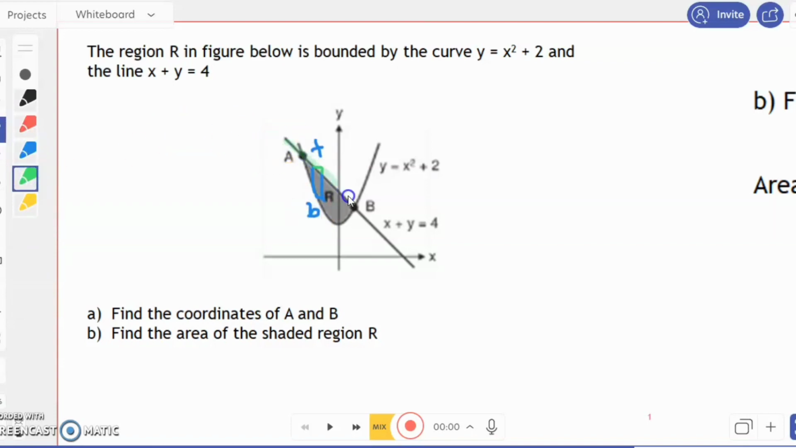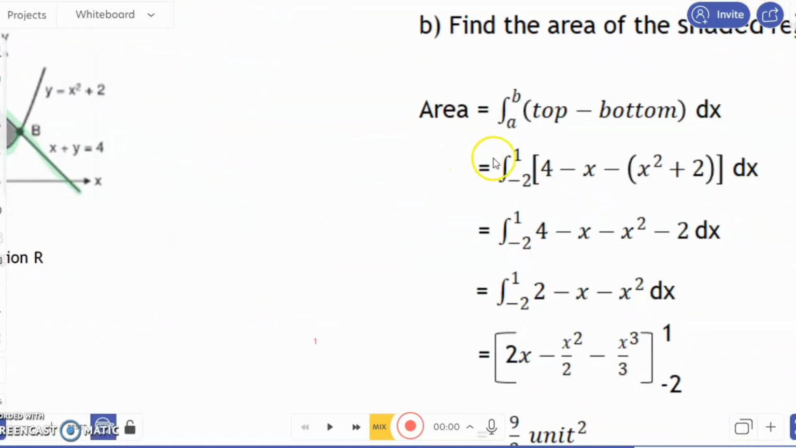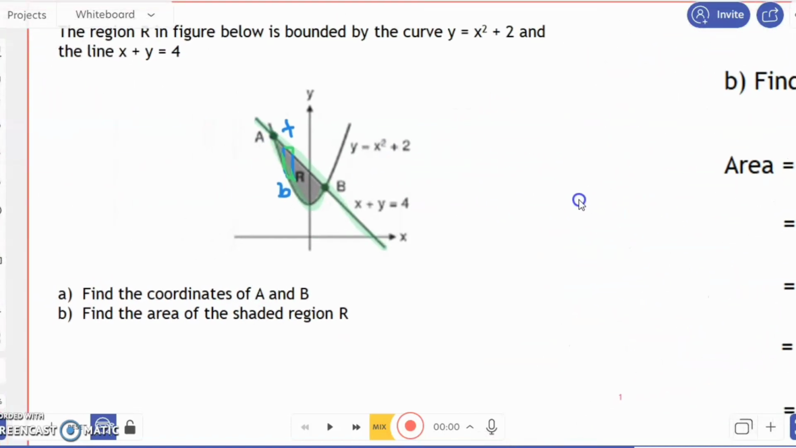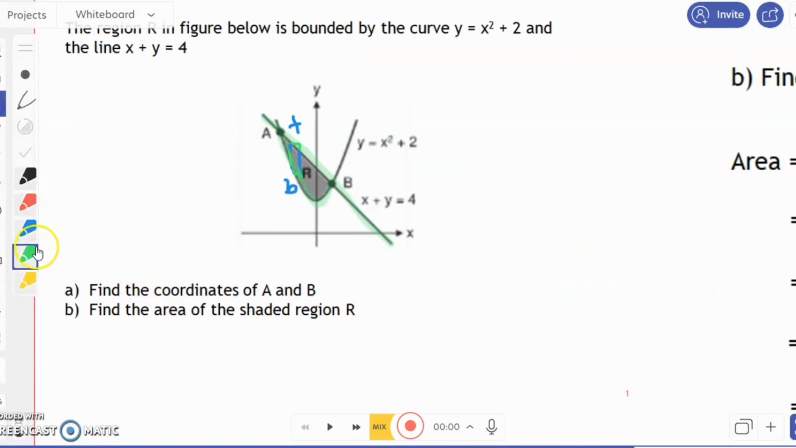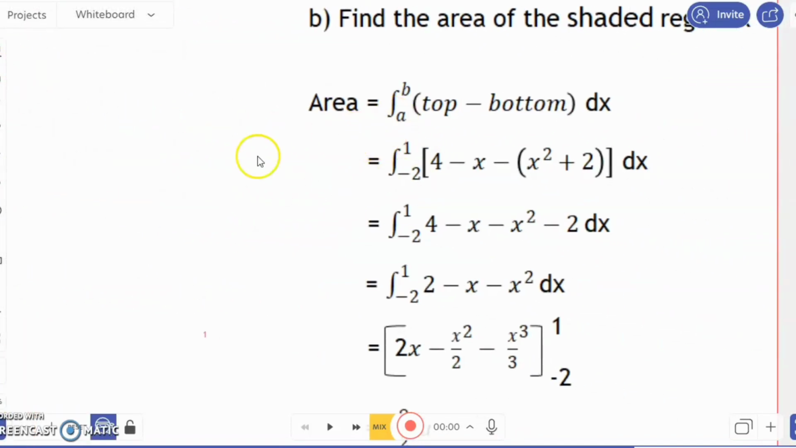The top is the function of the straight line x plus y equal to 4 and the bottom is the curve here, which is y equal to x squared plus 2. And then we use the formula, integral from -2 until 1, where we get this value in question A. So the starting point is from -2 and 1. So how do we get the values -2 and 1?